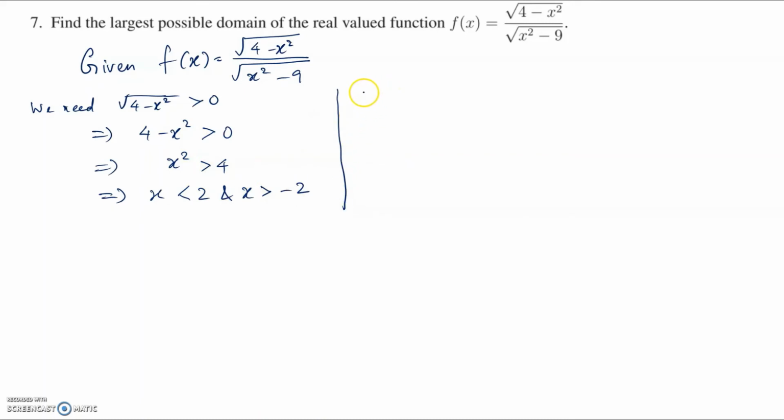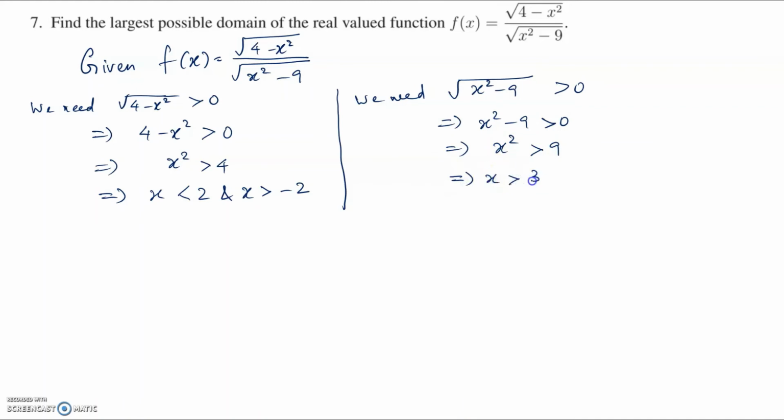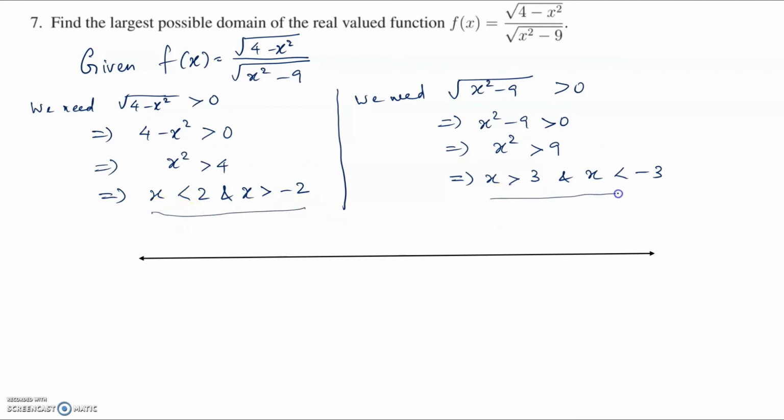Similarly, we need root of x squared minus 9 to be greater than 0. So this would mean that our x squared minus 9 should be greater than 0. That means our x squared should be greater than 9. So this would mean that x is greater than 3 or x is less than minus 3. So x should satisfy both these conditions, this condition and this condition. All right. So then that's the domain.